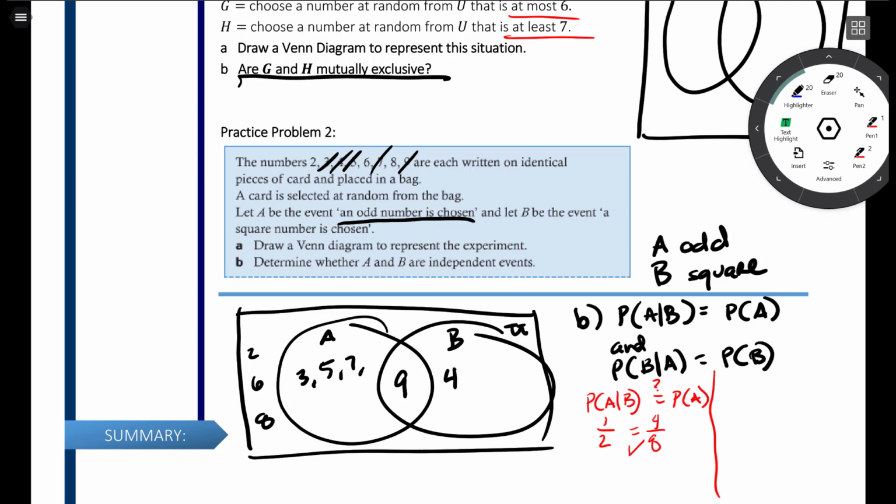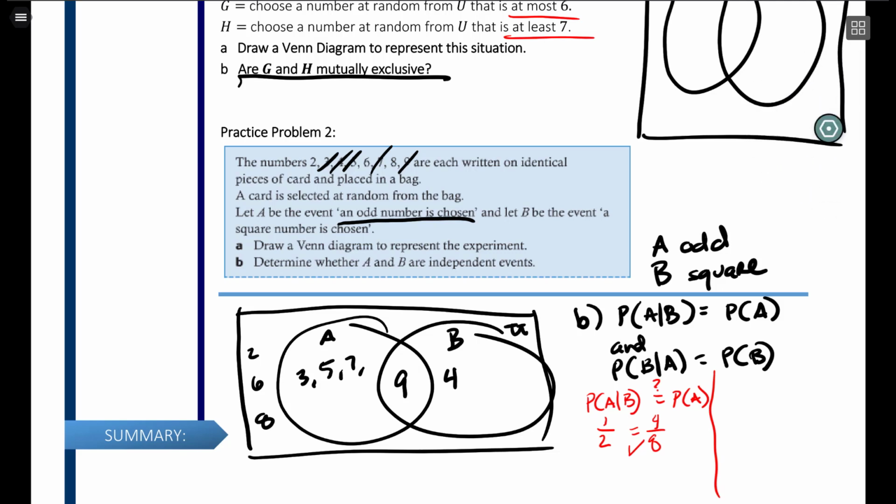Let's do the same thing now by looking at the probability of B given A and see, is that the same thing as if A doesn't happen at all? Okay? So we do the same thing. We're looking now at what's the condition. The condition, or the given, is that the number must be from A. It must be an odd number. Now, of those odd numbers, how many of them are squares? That's 9. 9 is the only square number among those, right? So in that case, we have 1 element out of 4 that fit this description, right?